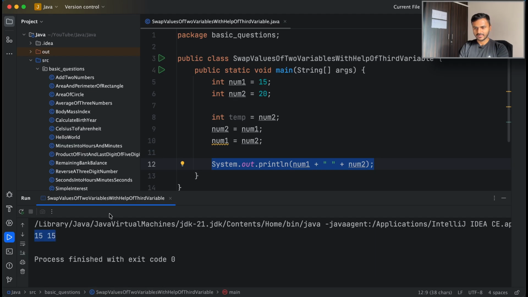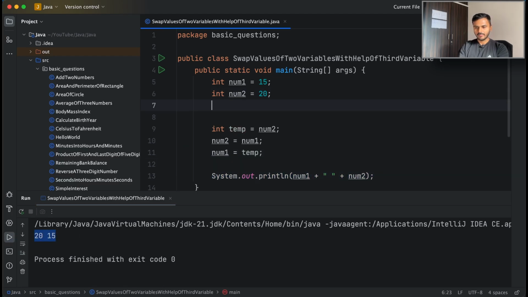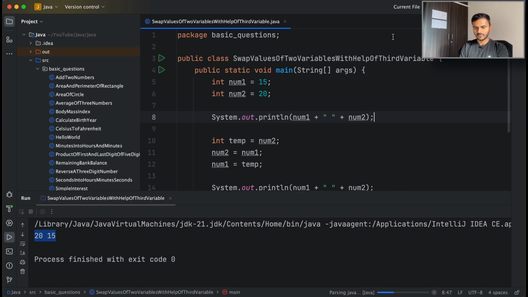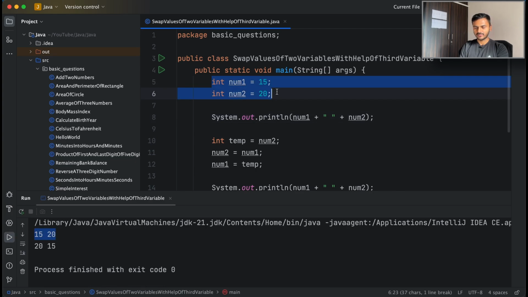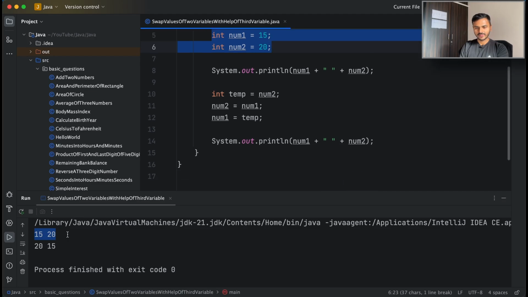Well, I clearly messed up somewhere, and the mistake is here. I should have said num1 is equal to temp. And when I run the code, I get 20 and 15. Now, if I copy the print statement and paste it here and then run the code, what do I get? I'll get 15 and 20, which is what the initial values of num1 and num2 are, as the first line of the output.